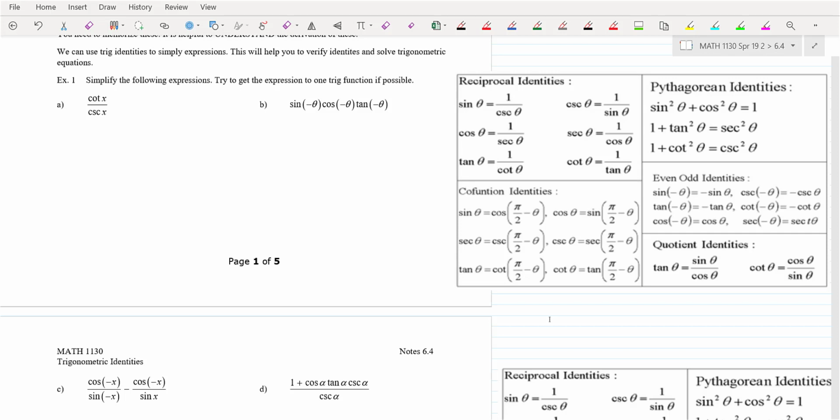We really do two major things in this section. We're going to verify identities. So it's kind of like a proof. It's not really a technical mathematical proof, but it's the idea of verifying that this identity is correct. The other thing is simplification.